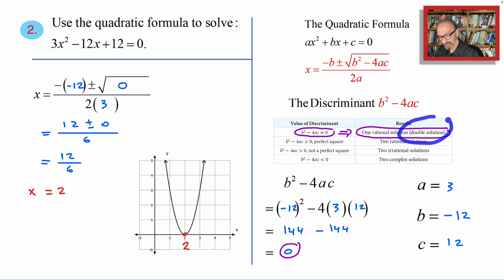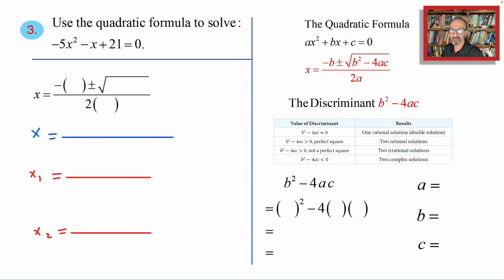Double solution, because graphically it bounces off the x-axis. Double, that means it doesn't cross the x-axis graphically, just to support that. So that should do it for number 2. Let's go to the third example, and I have 4 examples.